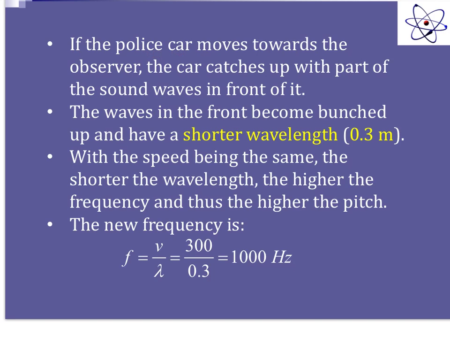If the police car moves towards the observer, the car catches up with part of the sound waves in front of it. The waves in the front become bunched up and have a shorter wavelength. In this case, we just assume that it's 0.3 meters. With the speed of sound being the same, the shorter the wavelength, the higher the frequency, and thus the higher the pitch. And the new frequency is now 300 divided by 0.3, giving 1000 Hertz.